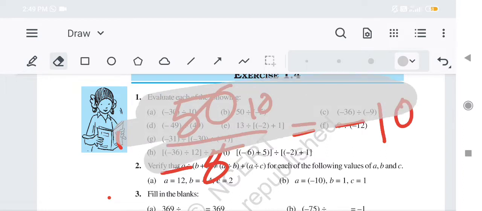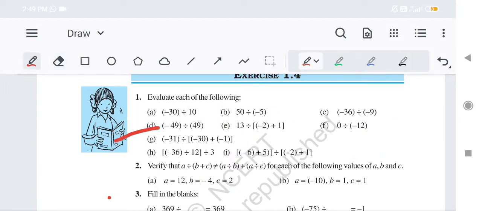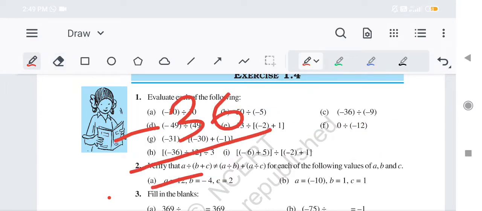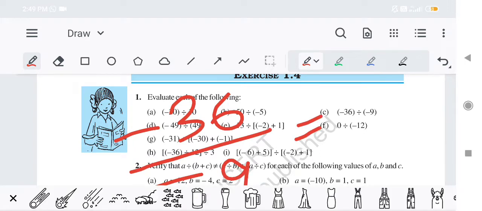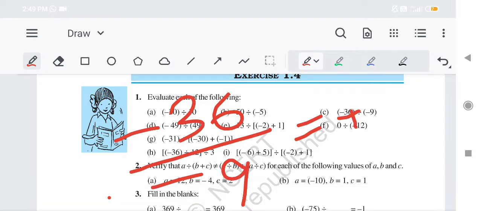Let's do the next sum. Minus 36 is divided by minus 9. Just as in the rules of multiplication we have seen, if we multiply two negative integers, in the answer we will get a positive integer. Similarly, if we divide two negative integers, in the answer we will get a positive integer. So here two minus signs will bring one positive sign and the numbers will be divided. So in the answer we will get plus 4.